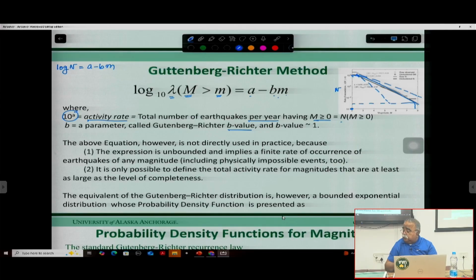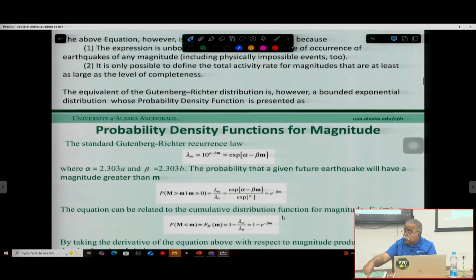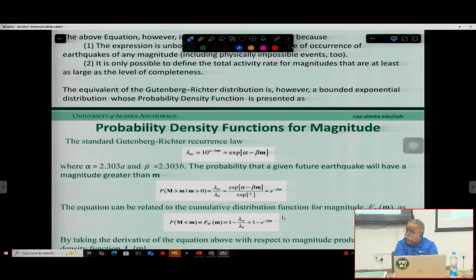So based on that, we have to calculate the activity rate of that fault. Okay. Now we are trying to do these things with this idea. Now we express this relation in exponential form. So basically alpha equals 2.303 of A and beta equals 2.303 of B. So that is a conversion from log base 10 to log base e.